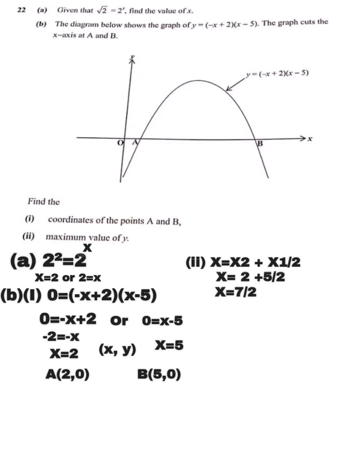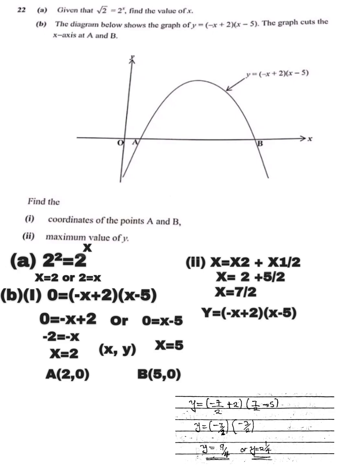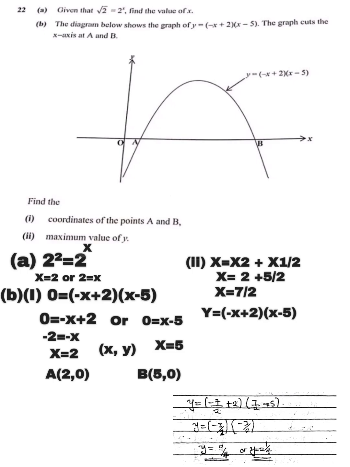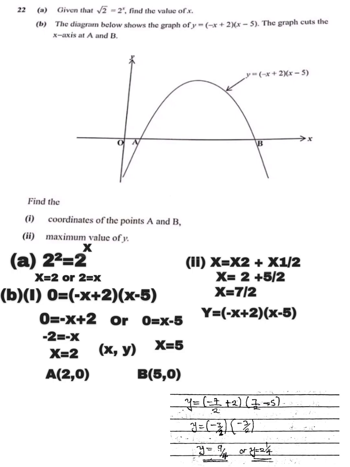Now since I'm finding the maximum value of y, I'm going to take the original equation, which is y is equal to, open bracket, negative x plus 2, close, open bracket, x minus 5, and plug 7 over 2 where there is x. So I'm going to say y is equal to, open bracket, negative 7 over 2 plus 2, close, open bracket, 7 over 2 minus 5, close.